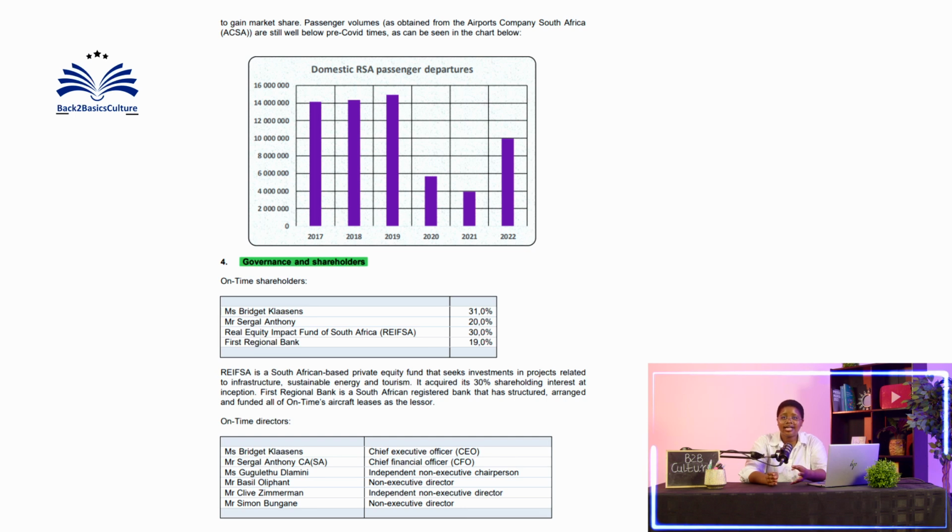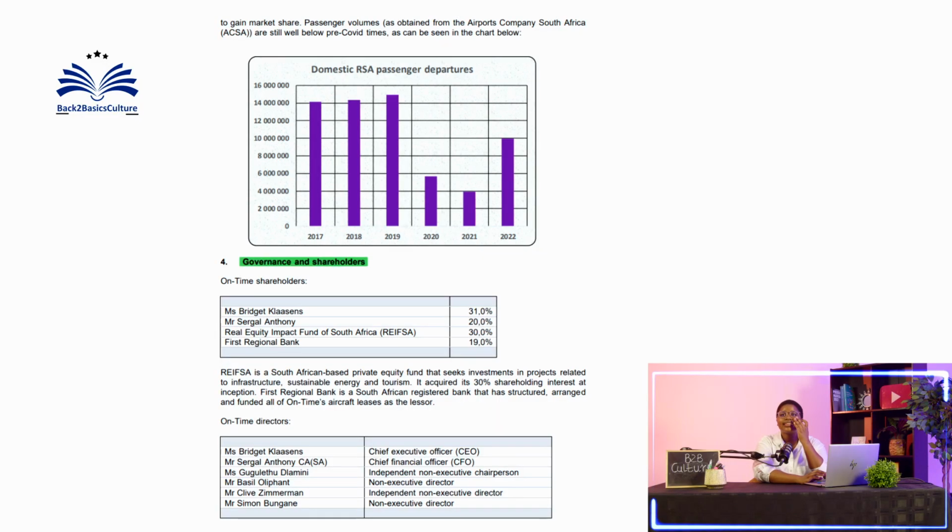Okay, let's see what else they give us. Still on that discussion of growth opportunities, they are saying that passenger volumes, which were obtained from the Airports Company South Africa, are still below COVID times. Remember, it's been a few years after the COVID outbreak in 2020, so all industries are still taking baby steps, trying to improve.